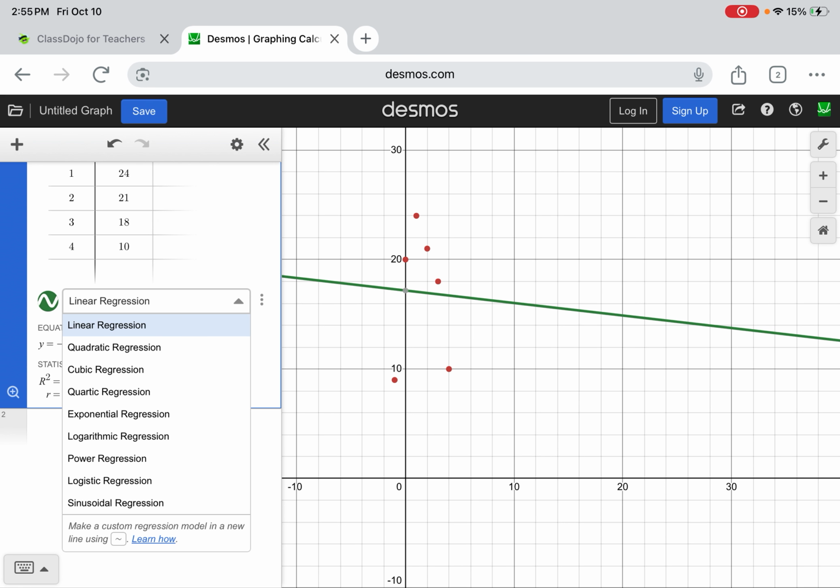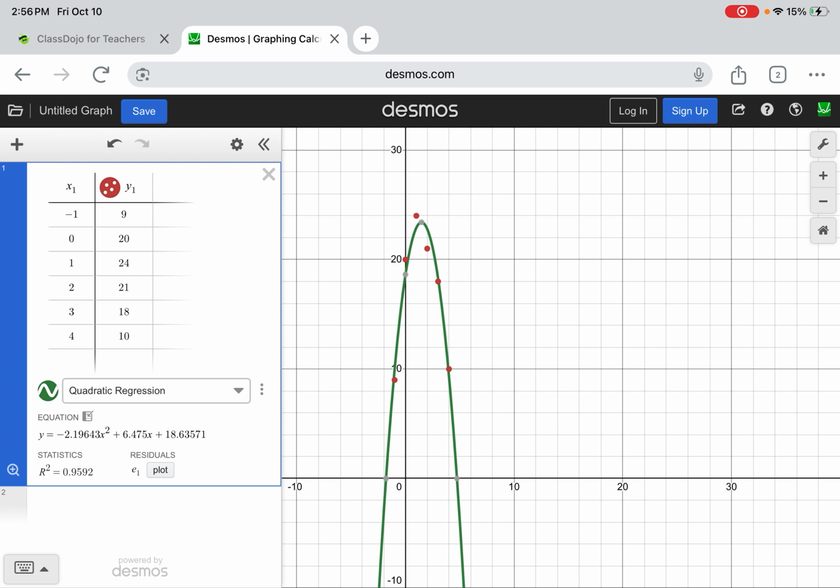So I think that these data points go up and then come back down. That would be well represented by a quadratic regression, because that's a parabola. So I'm going to click quadratic, and there I have an equation that very well represents the information that I have. Okay? So what we're going to do is I'm going to take this and I'm going to screenshot it into my document that I have, and we're going to work with this equation, okay?